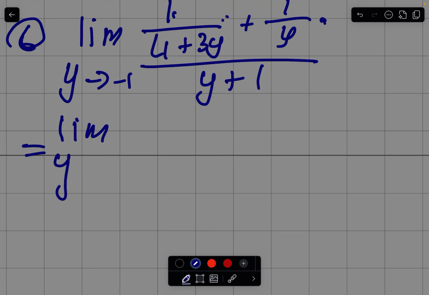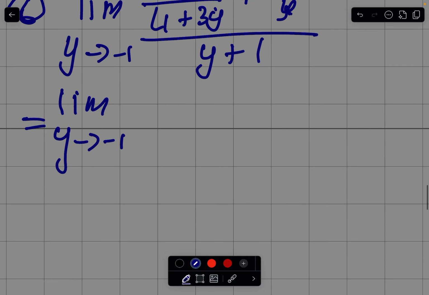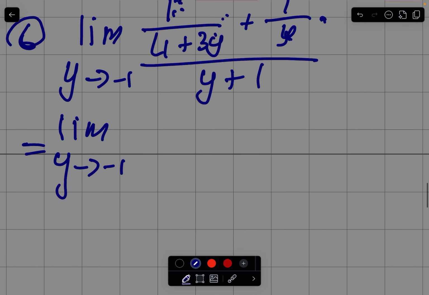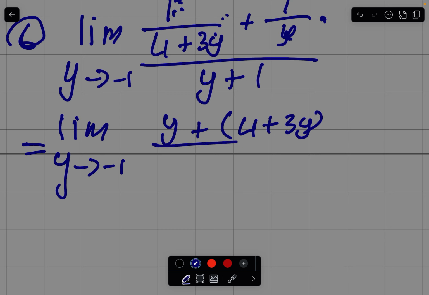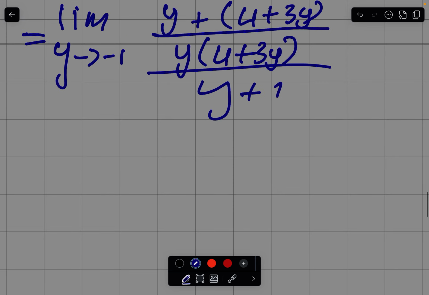You have the limit as y approaches -1. You must start here to here. Don't start here to here. Start here to here. Understand? You are going to have 1 multiplied by y, which is y, plus 1 multiplied by 4 plus 3y, which is 4 plus 3y, all divided by 4 plus 3y multiplied by y. You're going to have y times 4 plus 3y, all divided by y plus 1.